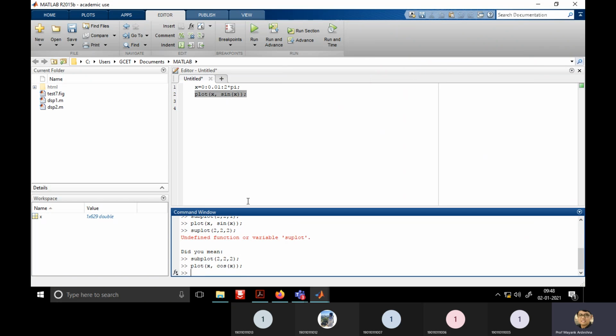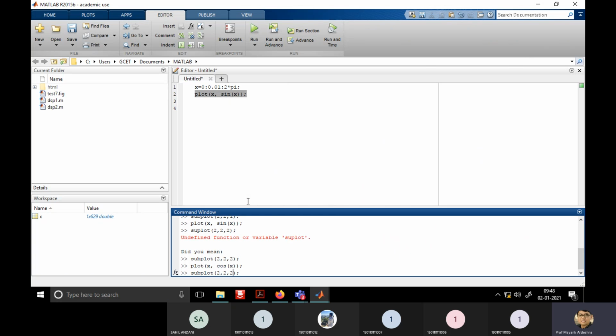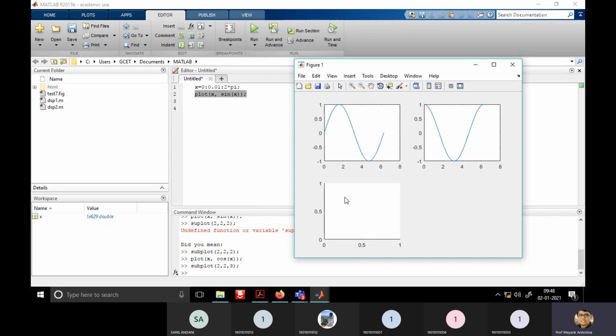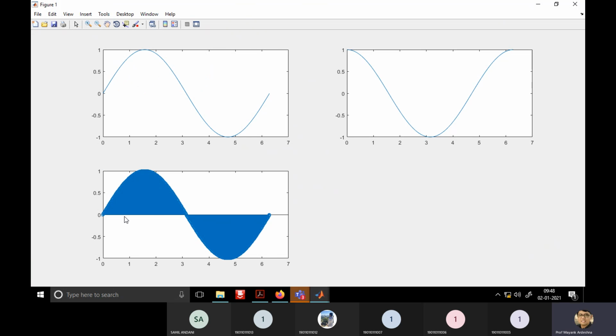Okay. Instead of this, suppose I consider subplot 2, 3. You can see right now that at the third position nothing is plotted. See, this is the third position, nothing is plotted. Now if I plot something, you can identify this graph, which is in terms of a stem.